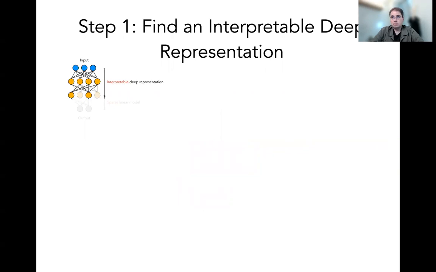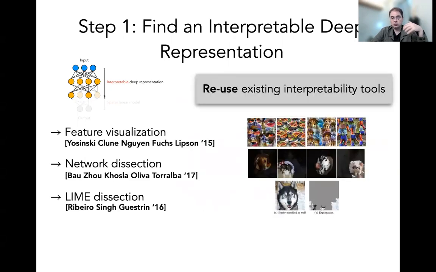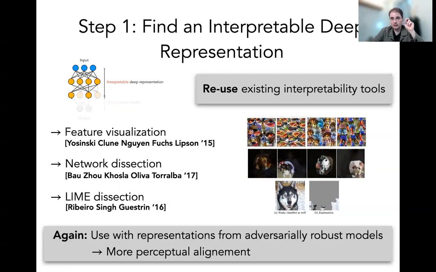Well, finding more interpretable deep representations is something the field has been working on for quite a while, so you can reuse much of the existing interpretability tools. You can look at different ways in which people attempted to make sense of the features that the model learns and extracts from the data. In particular, for vision models, we also use robust models to get more perceptually aligned representations. That's how we implement the first step of these more debuggable deep neural networks.